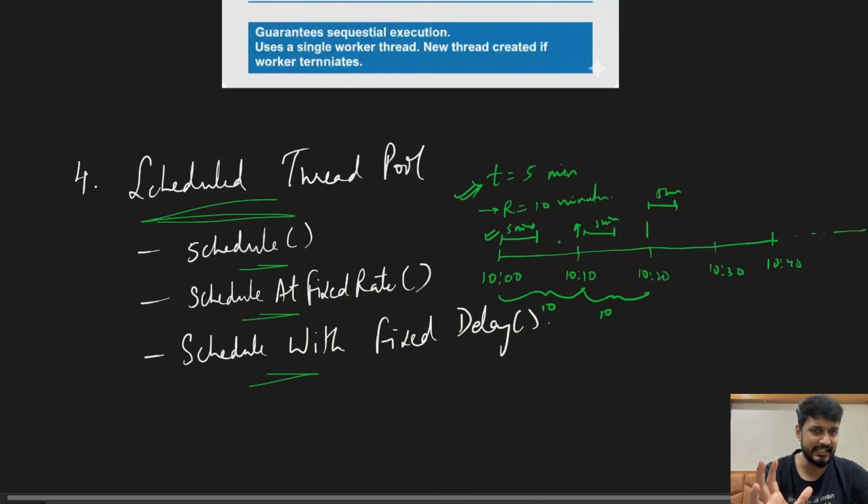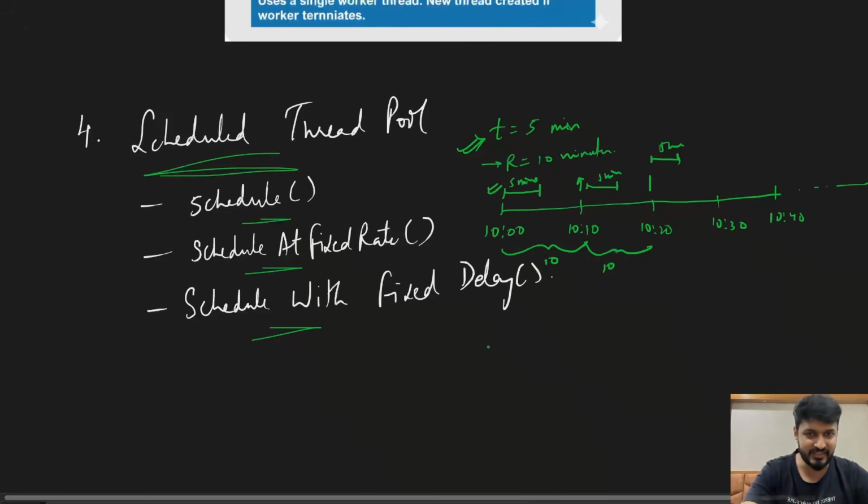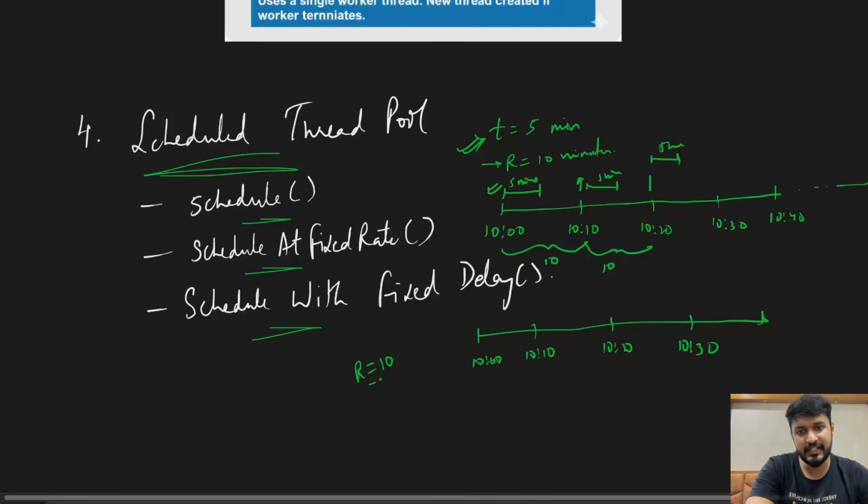Now, what if the task takes 15 minutes to complete? What happens then? So this is 10 o'clock, this is 10:10, 10:20, 10:30, correct? Now we have kept our rate to be executed at 10 minutes. After every 10 minutes this task needs to be executed, but the task itself takes 15 minutes to execute. So what will happen? At this point of time, the task will start executing. It will execute till 10:15, correct? 15 minutes are completed. Now since the task was already executing, it will not be started at 10:10 even though the rate is 10.